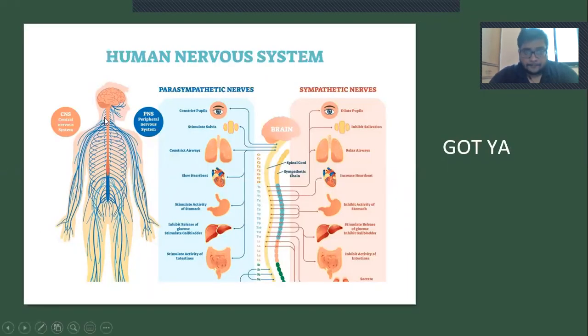But before that, the human nervous system is of two types: CNS and PNS. Actually, there are three types: CNS, PNS, and ANS. But we don't want to go into that detail. First is CNS. CNS means central nervous system, which is directly coordinated by your brain.